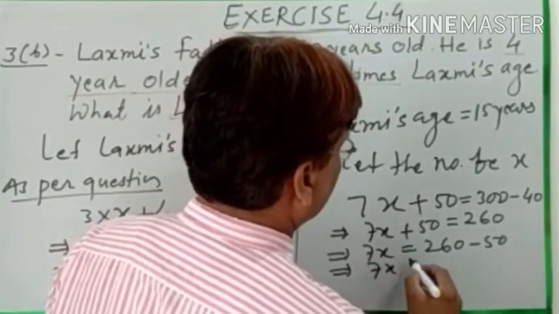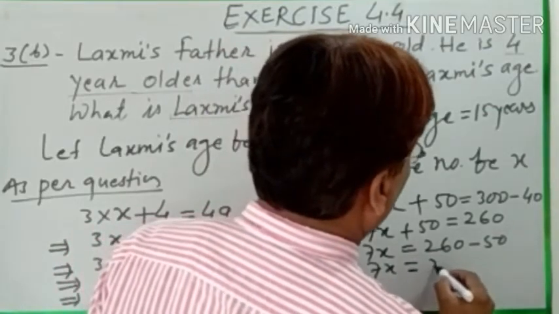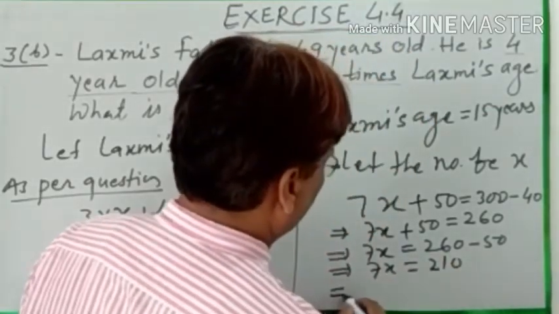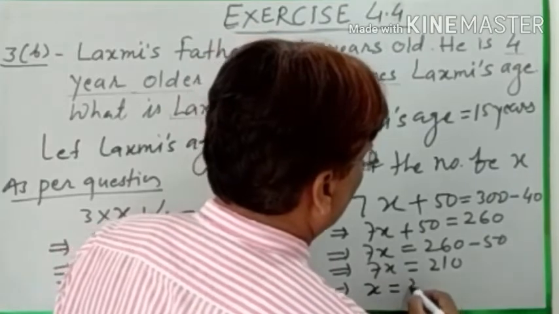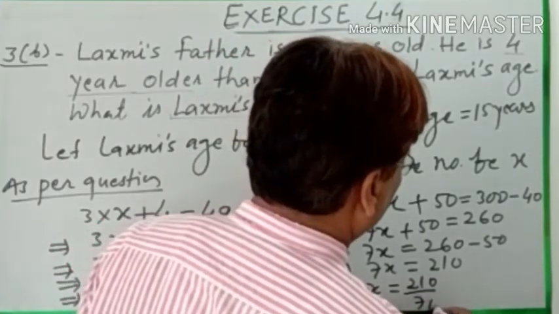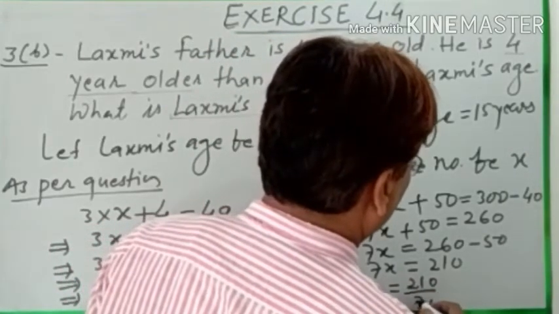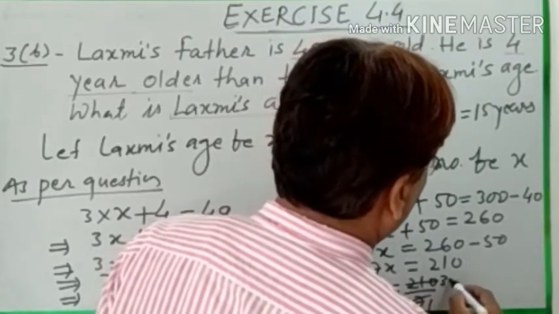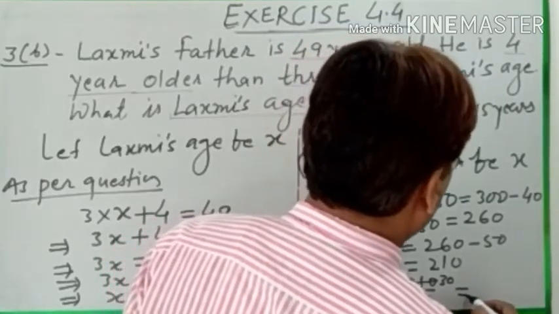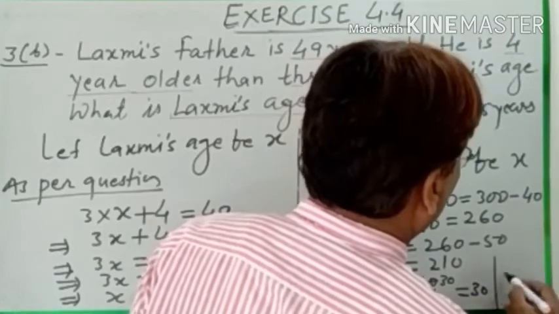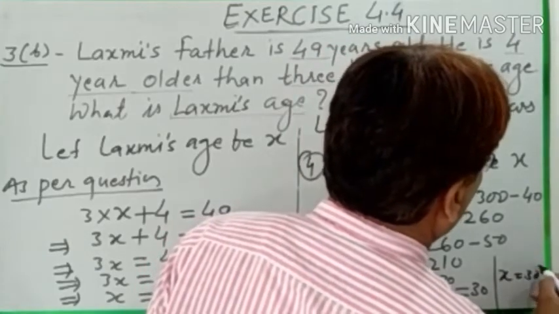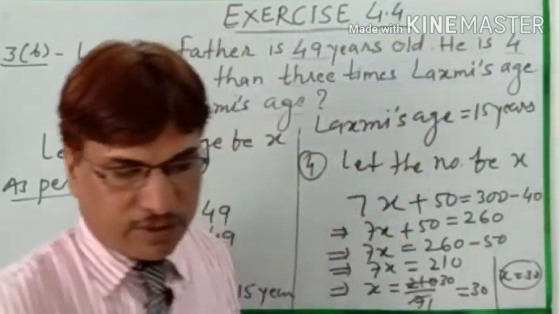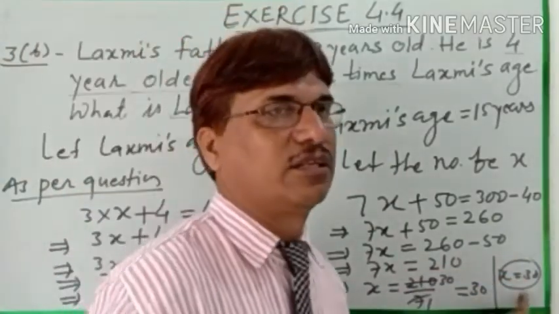7x is equal to 210. Now x is equal to 210 upon 7. 7 threes are 21, 7 thirties are 210. Okay, 30. So x is equal to 30. So unknown number is 30.